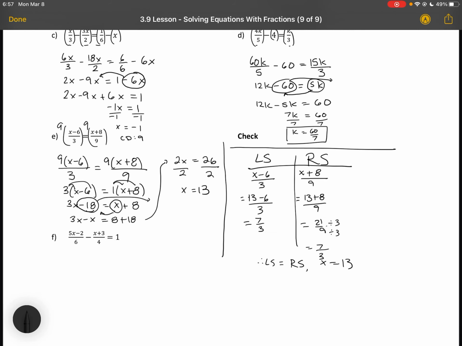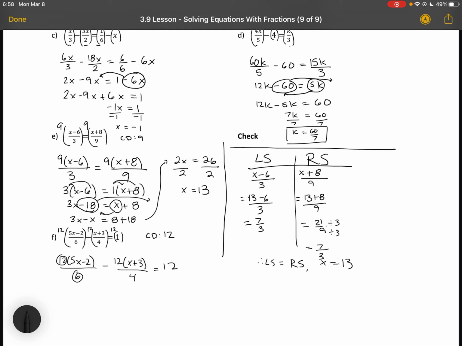Okay, last example. I've got another one with 2 terms on the top. I'm still going to multiply by the common denominator. Between 6 and 4, the common denominator is 12, and so I'm going to multiply each term by 12. Keeping the brackets in the top, I've got 12 times 5x minus 2 over 6, minus 12 times x plus 3 over 4, equals 12 on the right-hand side.